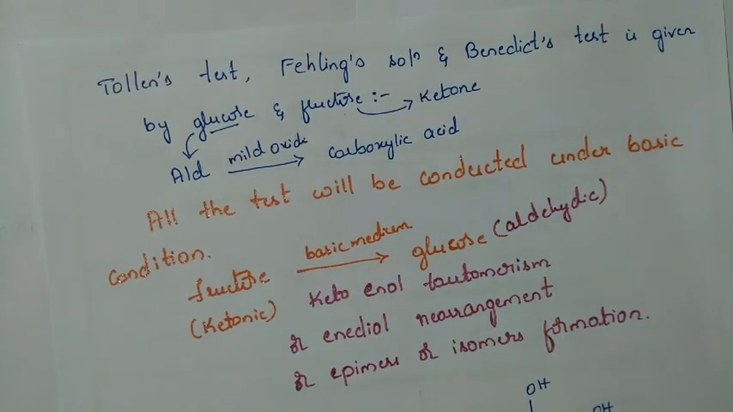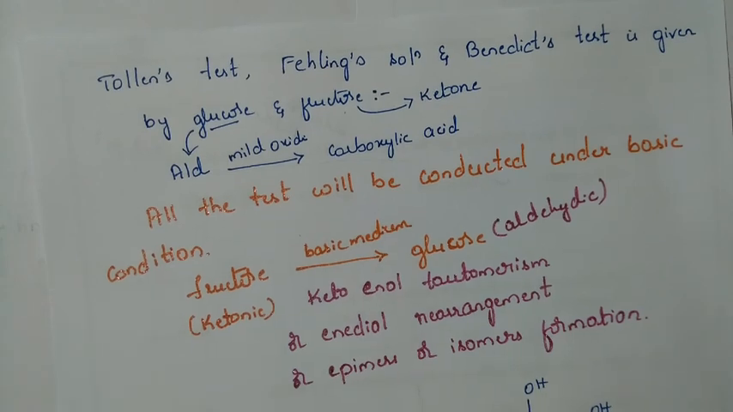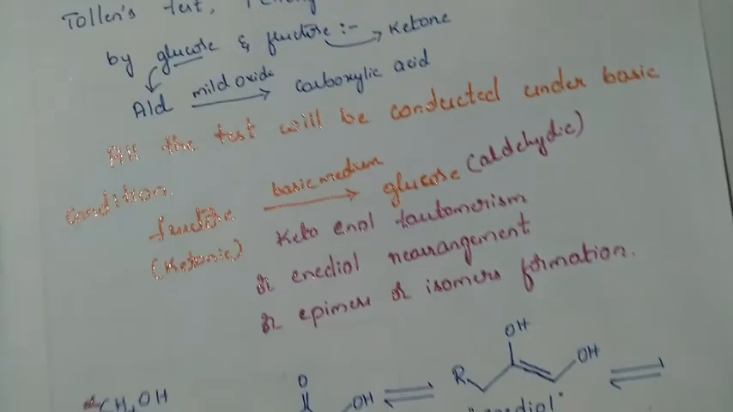That is what the reaction is. We are going to study this reaction in tomorrow's class: how glucose or fructose is going to react with Tollens reagent, what it is going to give, what the Tollens test is, what Fehling's test is, and what Benedict's test is, in tomorrow's class. But I hope you understood.